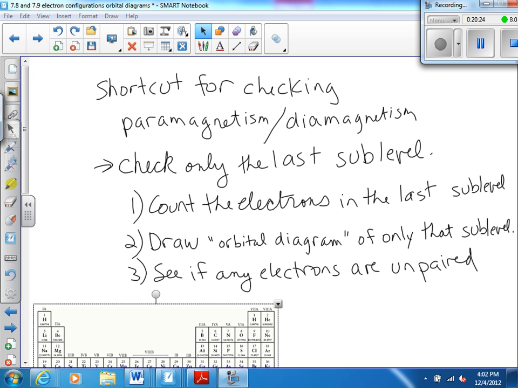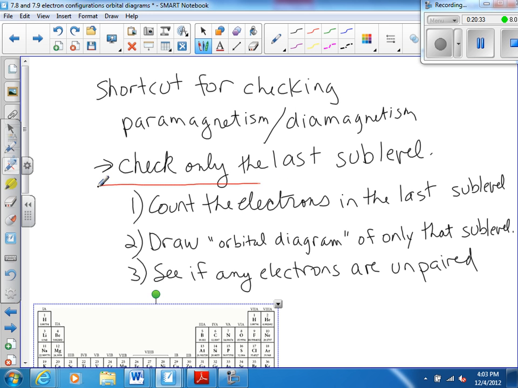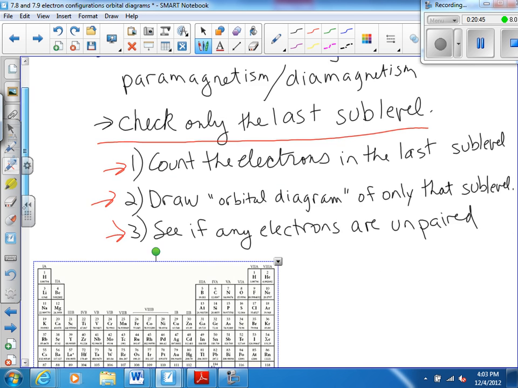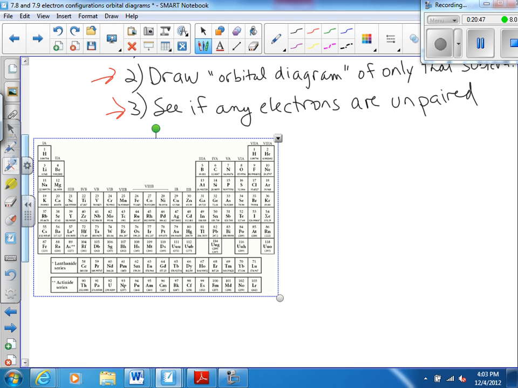All right, so how do we check paramagnetism without having to do that entire orbital diagram? This is what we do. We only check the very last sublevel for an element. We count the electrons in the last sublevel. We draw the orbital diagram just for that sublevel, and we see if we have any unpaired electrons. So we're going to do a couple examples here.